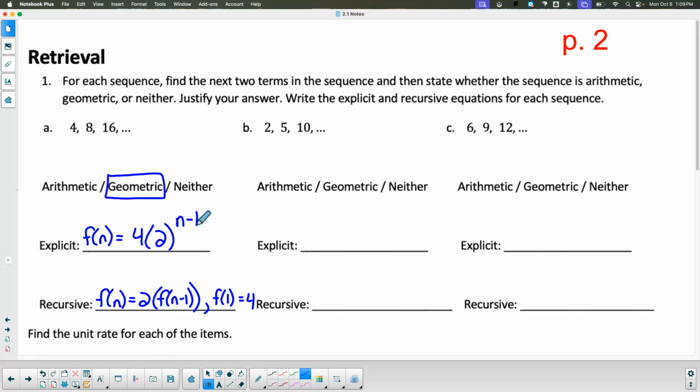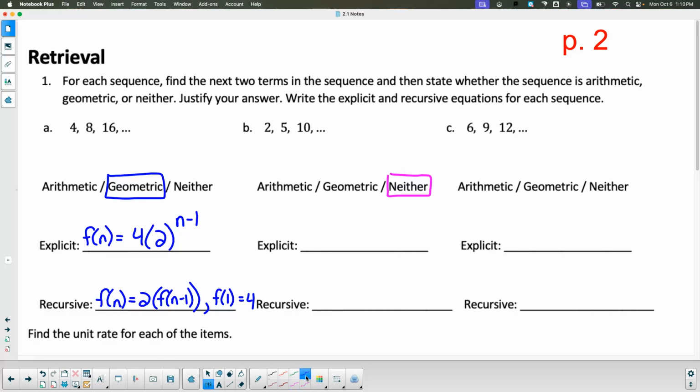Second one, B. Neither, because it goes up by 3, and then it goes up by 5, right? So it's not arithmetic. And the first one you multiply by 2.5 to get 5, but then the second one you only multiply by 2. The R values didn't match up, so that one definitely is a neither, which means we can't do a recursive, we can't do an explicit.